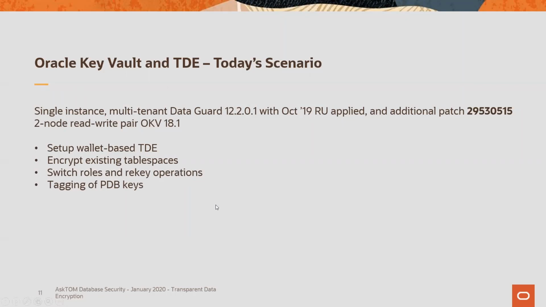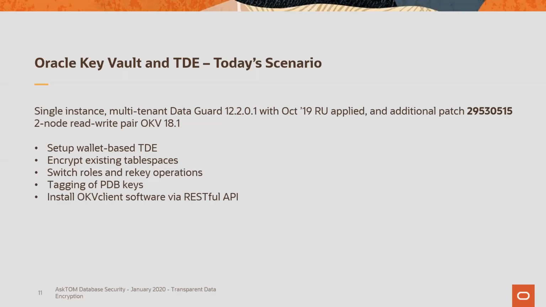We're going to see a tagging of the PDB keys, and Peter's going to talk about why that's so important to tag these keys when you upload them or when you generate a new key within the database. He's going to install the OKV client software via the REST API, which is really fantastic because that's what our enterprise customers want to see.